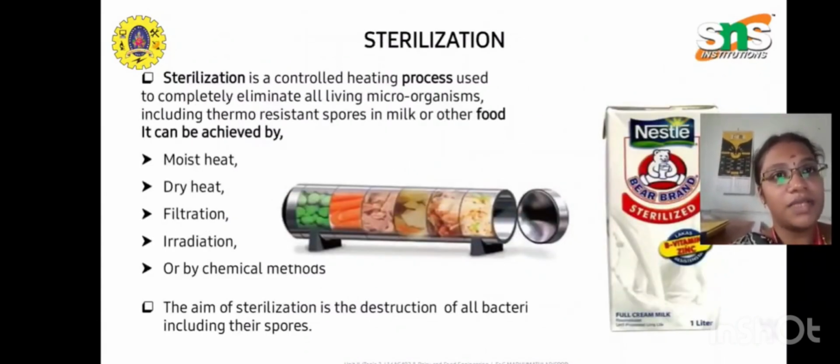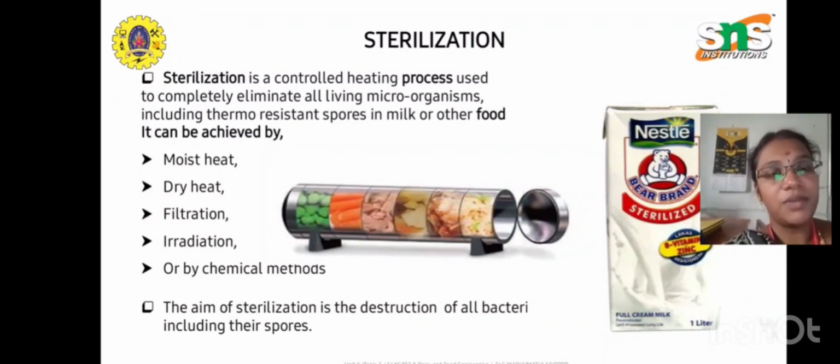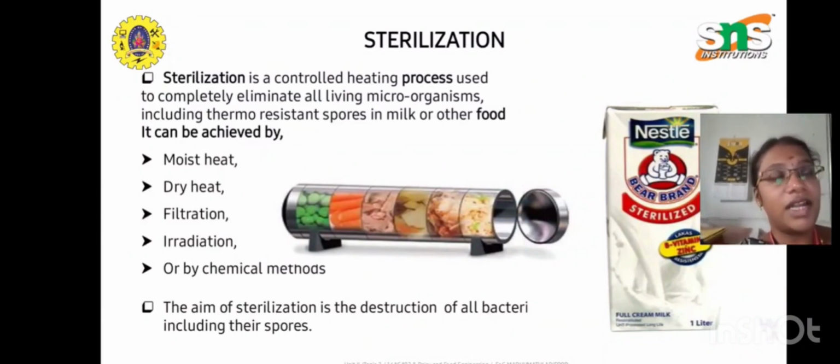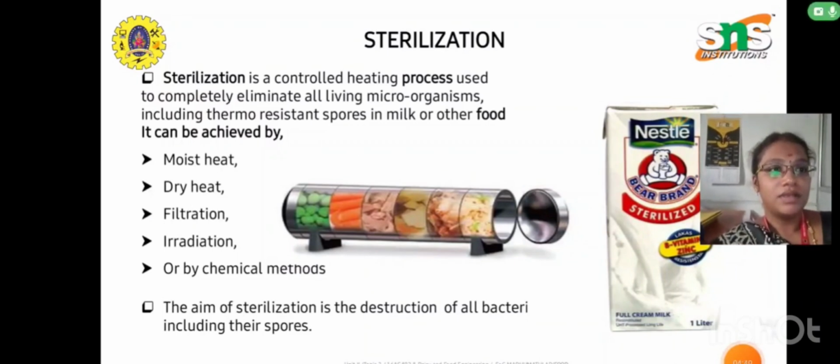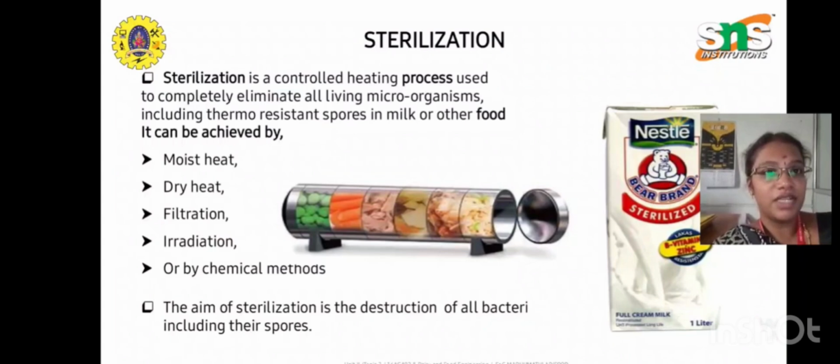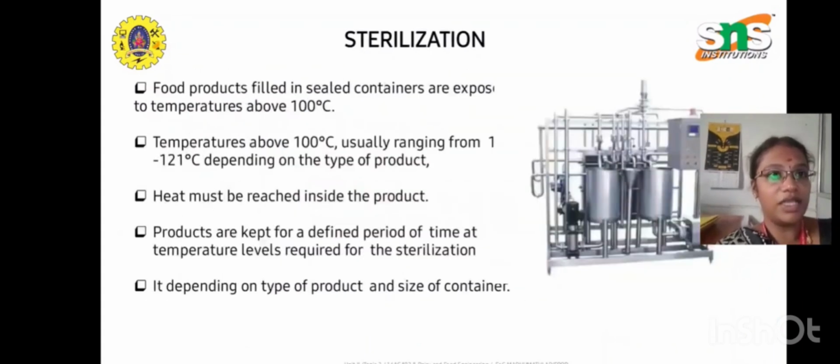The next method is sterilization. Sterilization is a controlled heating process in which all microorganisms get eliminated, including the thermoresistant spores. It is mainly achieved by moist heat, dry heat, filtration, or by chemical methods. The main aim of this is to destroy all kinds of bacteria, including the spores.